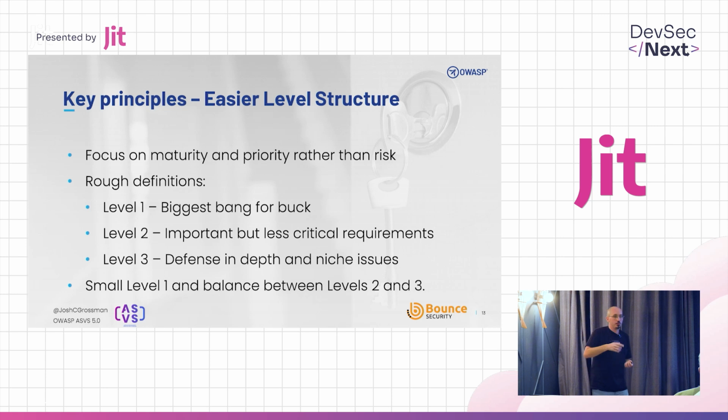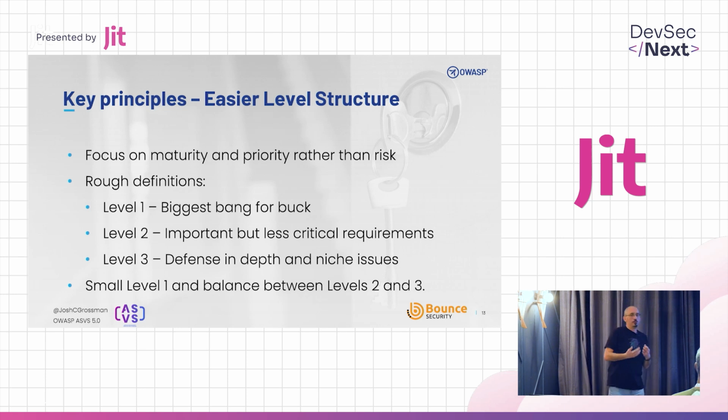Along with that, we want to balance out levels 2 and 3. In ASVS 4, level 2 had another 130 requirements, and level 3, I think, had 20 or 30, but they were a little bit more complicated. And we want to balance out those level 2 and level 3, so it's a slightly more linear progression, slightly easier overall journey to improving security.